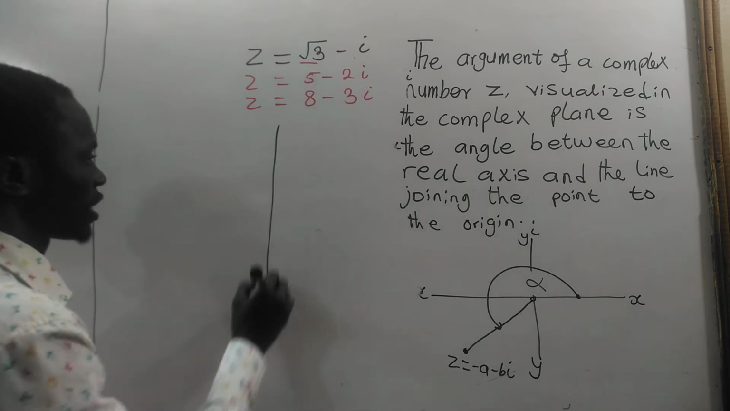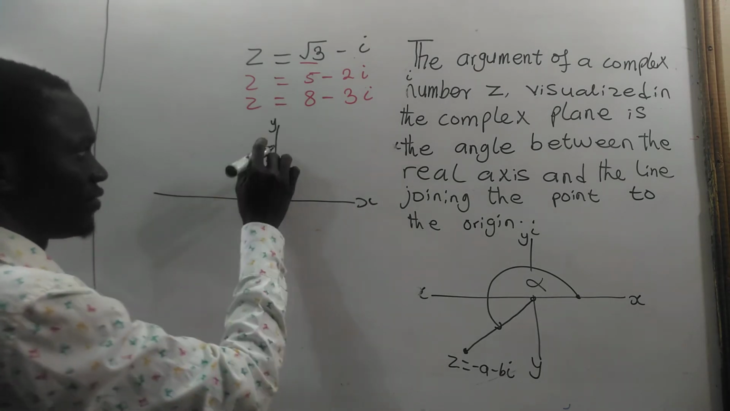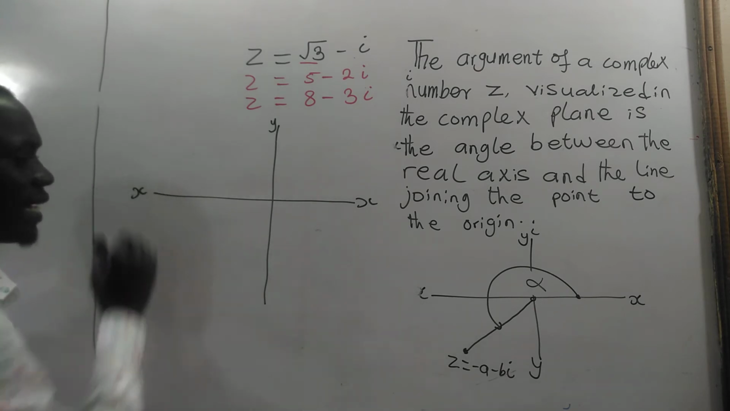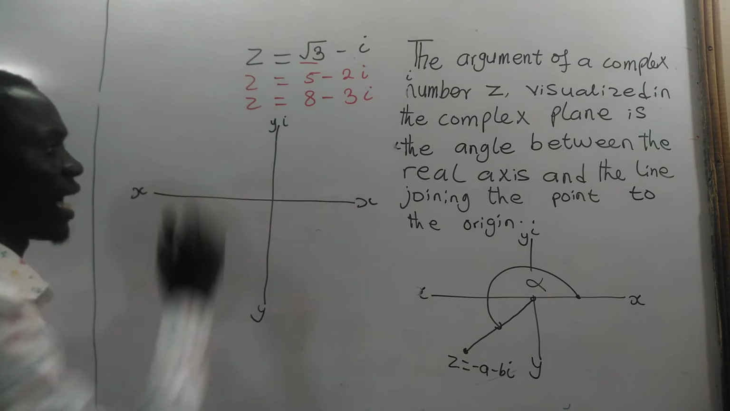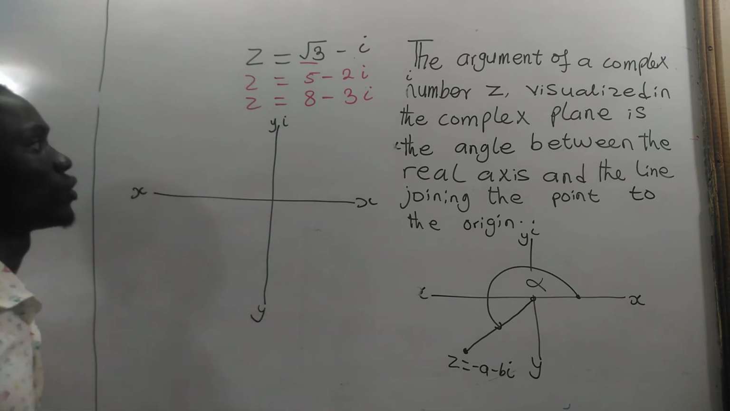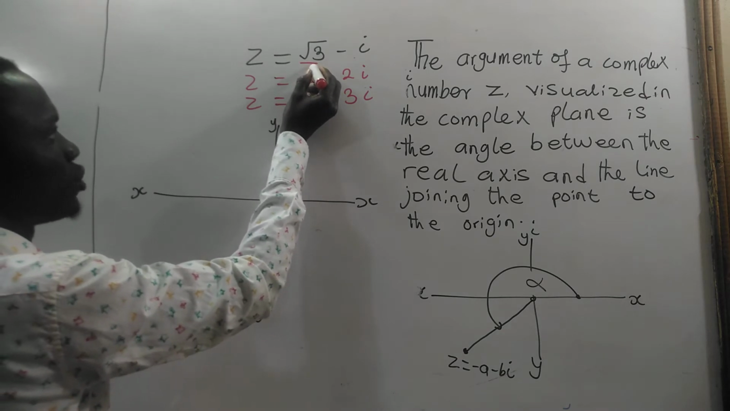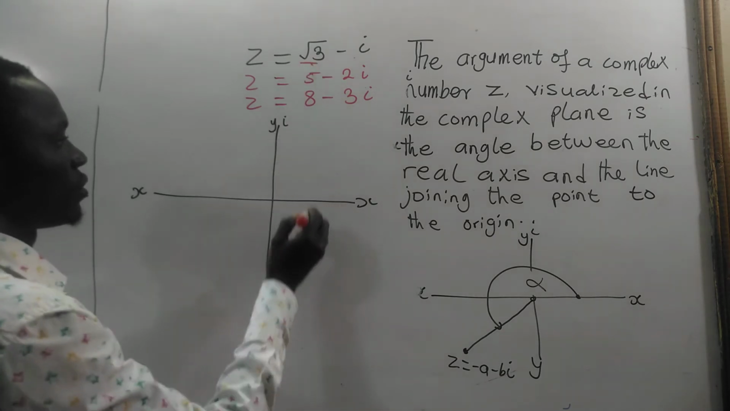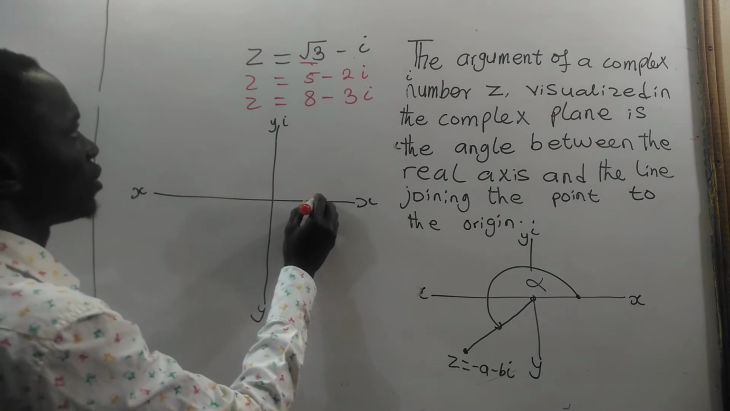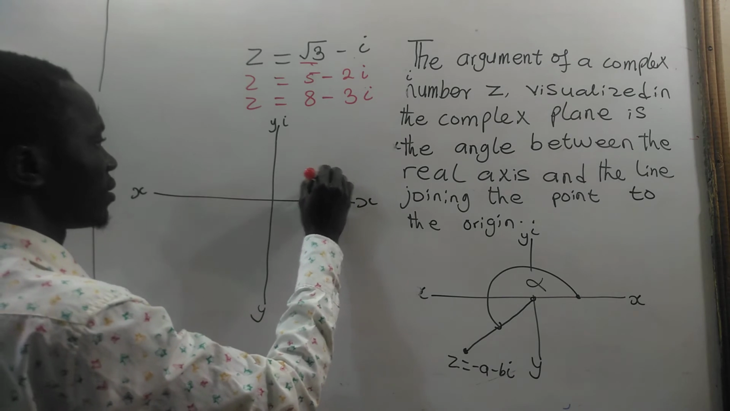So we draw the complex plane: positive real axis, positive imaginary axis, negative real axis, and then the negative imaginary axis is here. The real part is positive. So here we put a positive root 3 here.